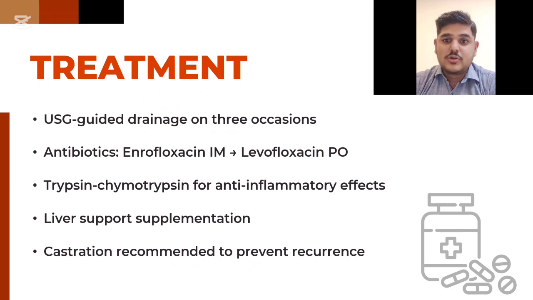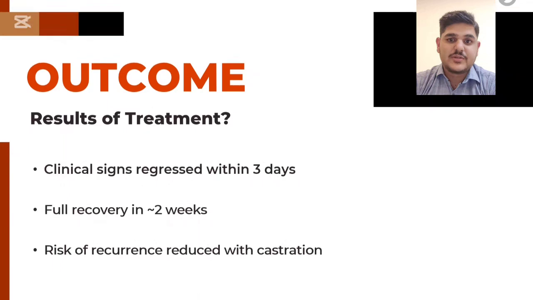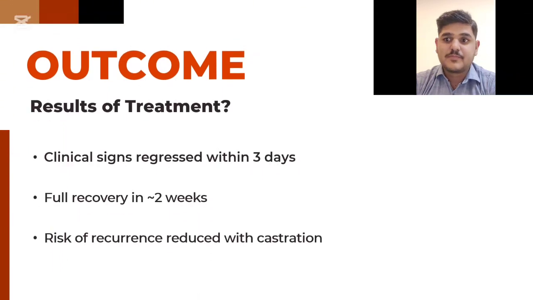To support the repair and reduce inflammation, trypsin chymotrypsin was given orally for the first 5 days. Additionally, liver spot syrup was also given. After the treatment, the dog responded well. The symptoms began improving within 3 days and completely within 2 weeks.